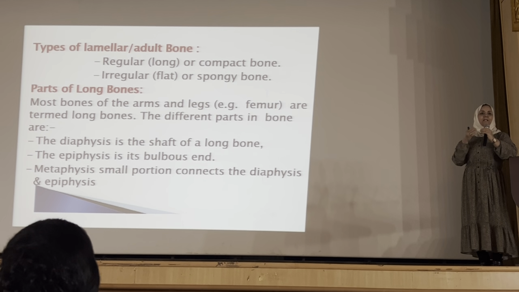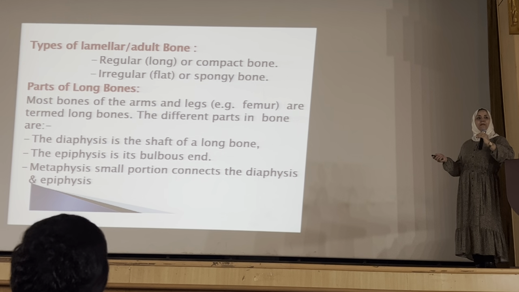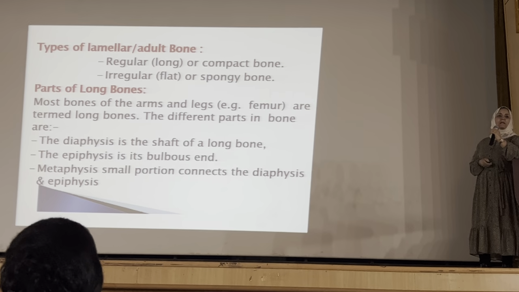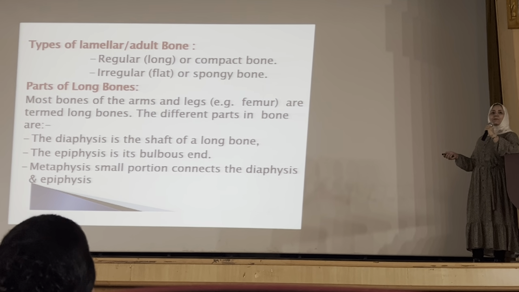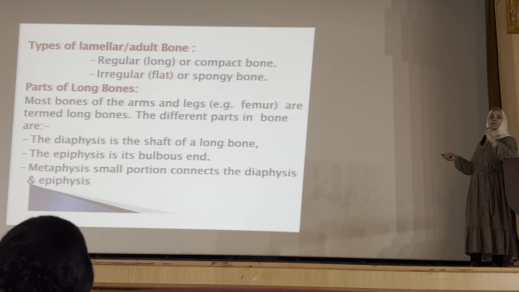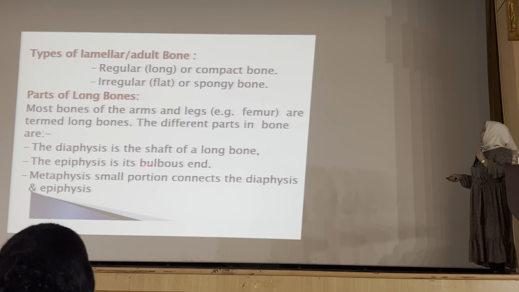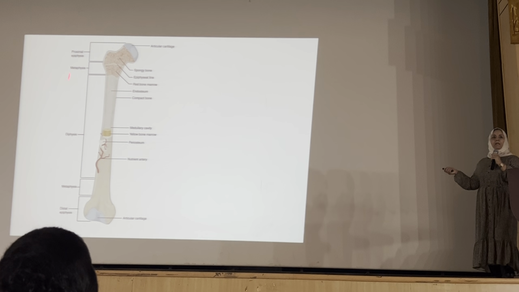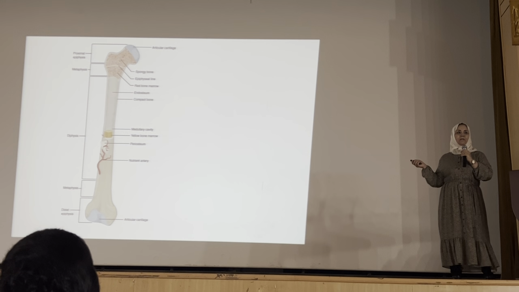Anatomically we say regular bone, long bone, and histologically compact bone. Irregular bone, flat bone, contains spongy bone. Parts of a long bone, as shown here, and this is a long bone. It's adult bone, long bone or regular bone.